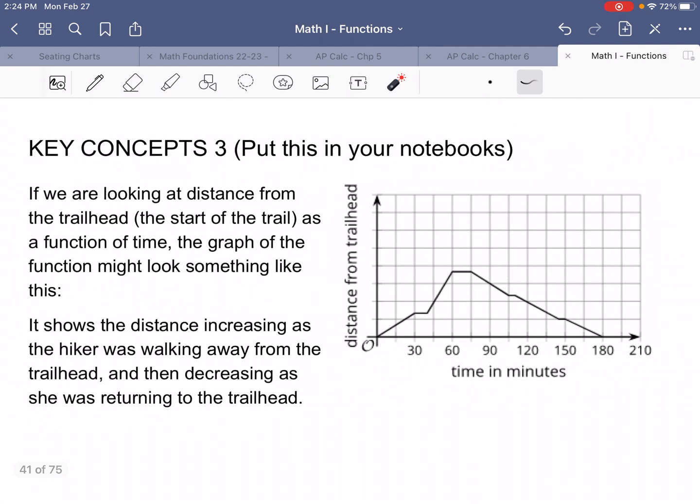Now let's change it a little bit, and instead of looking at our total distance, let's look at the distance from the trailhead. Well, if she starts at the trailhead, her distance from the trailhead is 0. She walks pretty briskly, takes a rest, jogs, takes a rest, and then she returns. So her distance is initially growing, and when she starts to come back to the trailhead, it starts to shrink again as she gets closer and closer.